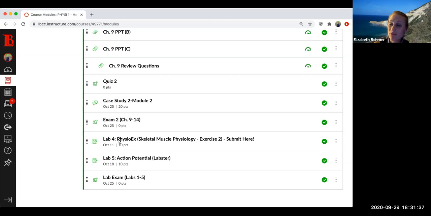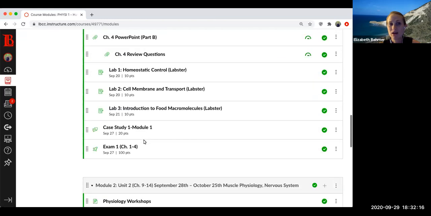Lab 4 will be working with Physio X, which uses the MyLab and Mastering, and I'm going to show you how to get into that. Lab 5 will be working with Labster again, but Lab 4 is on skeletal muscle physiology, and it's exercise 2 in Physio X, and you'll have to complete all of the activities for that. I think there's 7 different activities to go through, but I give you 2 weeks to do this lab. I think that's 2 weeks, right? October 11th, a little less than 2 weeks away. So to submit it, you'll need to submit all the PDFs of each lab activity report. And I'll show you right now how to get there.